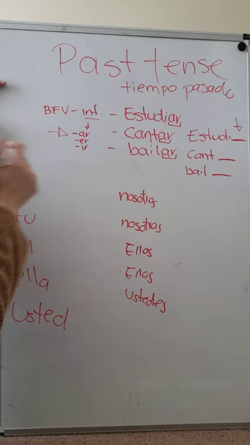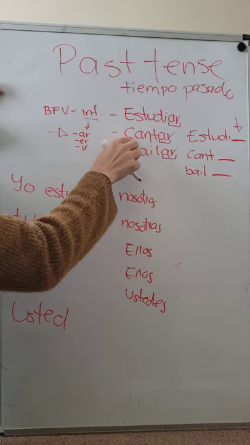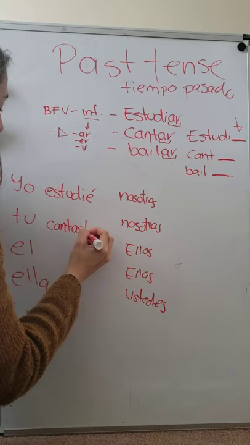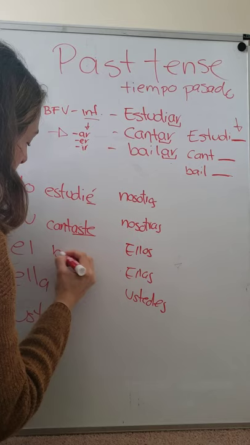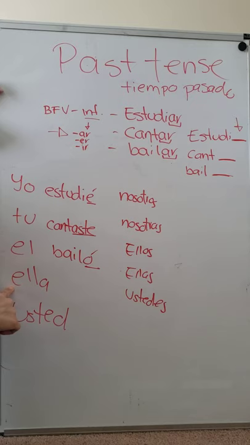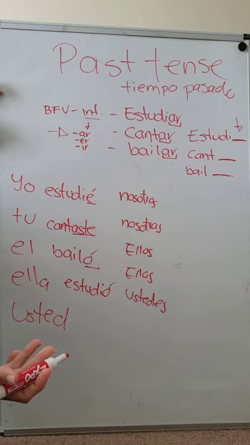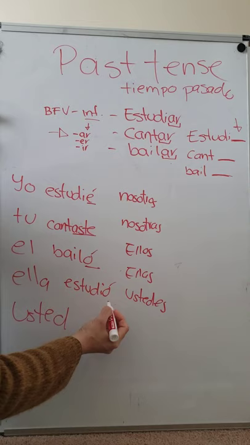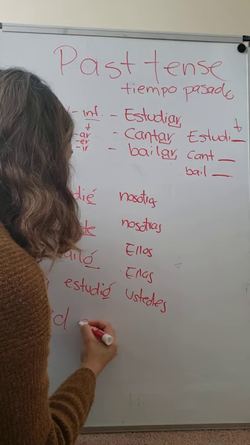So, yo estudié. Muy bien. Tú cantaste. Sí, cantaste. Estudié. With bailar. Él bailó. Bailó. Uh-huh. Ella, again, estudiar. Ella estudió. Sí. Muy bien. Estudió. Oh, wow. Different verbs, same ending. Because this is past tense for regular verbs. Usted, next is cantar. Usted cantó. Muy bien.